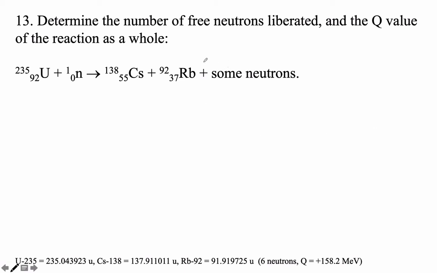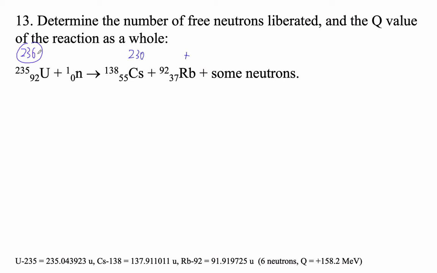All right, the first thing to do is to figure out how many neutrons. The masses, you can't look them up because they're not in the table you have, so I'll give them to you, right? Let's figure out how many neutrons are released. So the top numbers, if we add it up, we've got a total of 236 nucleons here, 235 plus 1, right? And then here we've got 138 and 92. That's 230 here.